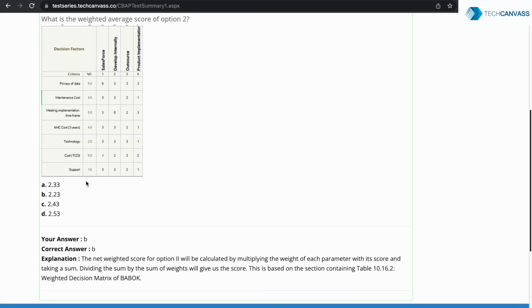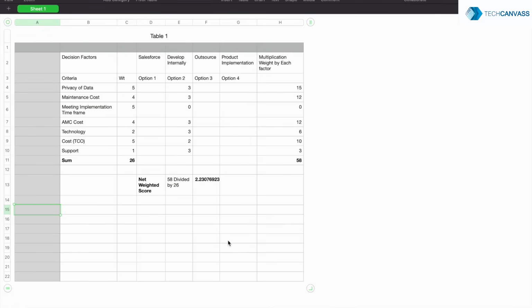Let's look at it in an Excel sheet as well. So basically you need to look at these numbers, the weights, the options, and the question is being asked on option 2. So do the multiplication by each of these, which comes out like this, then do the sum of all the weight multiplications, then the sum of each of these weights, and simply divide, in this example, 58 by 26, and we come up with the answer as 2.23.